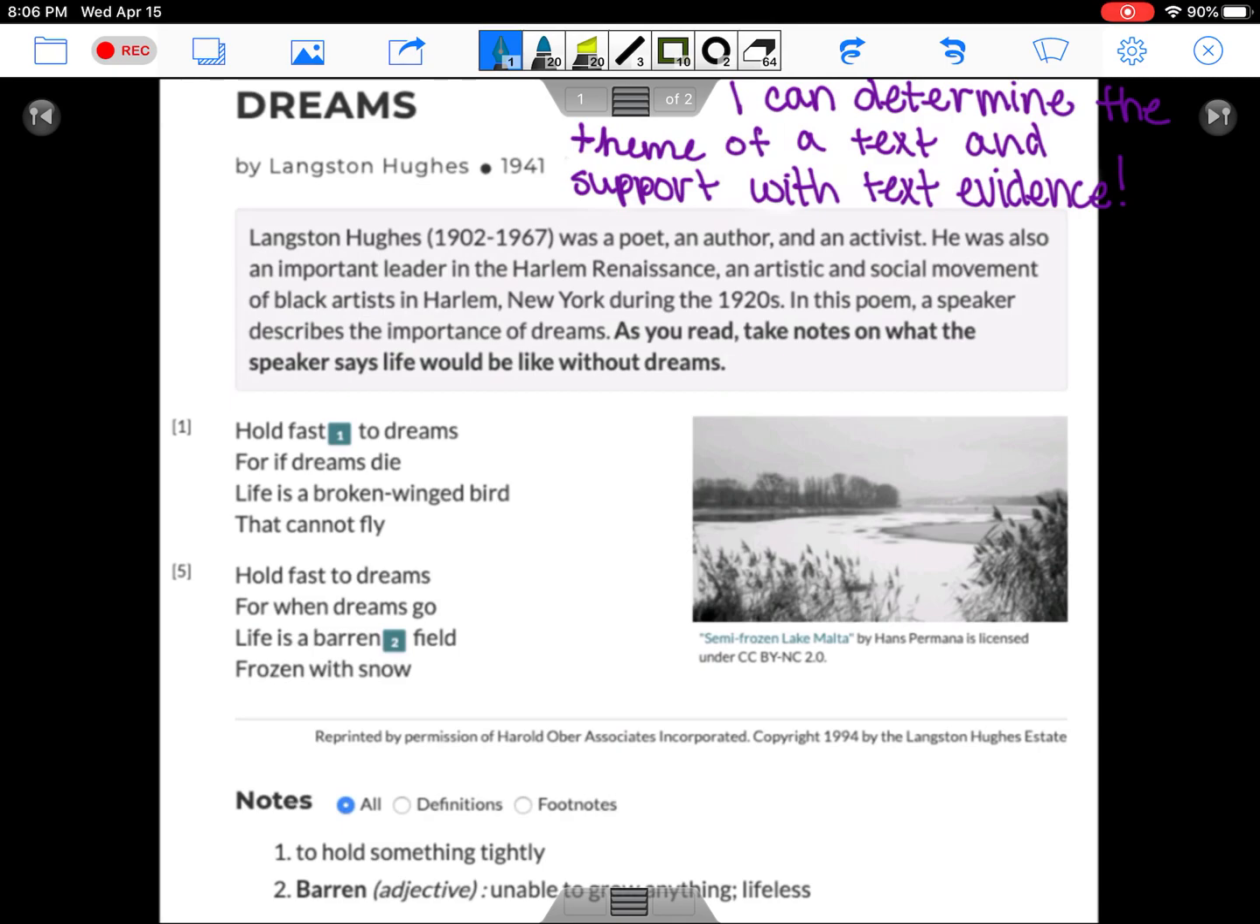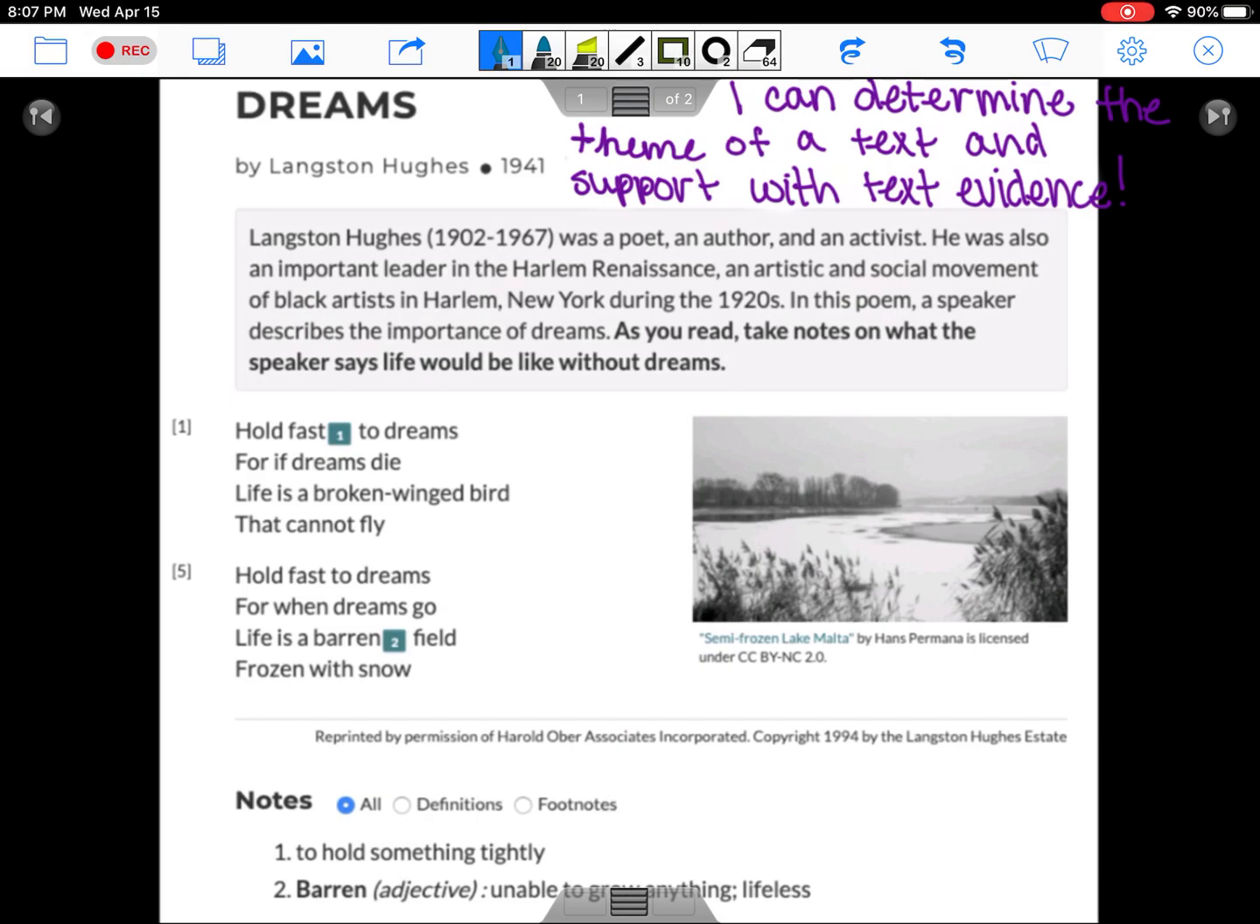All right, now that I've blabbed on enough about that, let's dig in. We're going to do a first read of this poem, and our goal is going to be to analyze the writing, kind of think about close reading, and then determine the main topic.